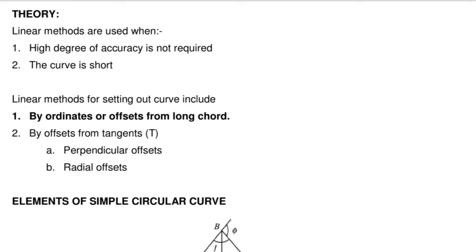Linear methods for setting out curve include: 1. By ordinate or offset from long chord. 2. By offset from tangent: A. Perpendicular offsets, B. Radial offsets. Elements of simple circular curve.